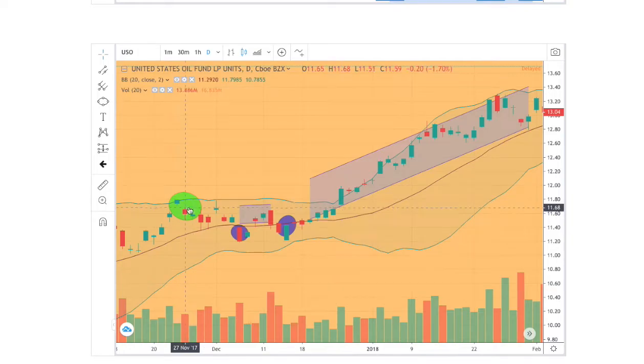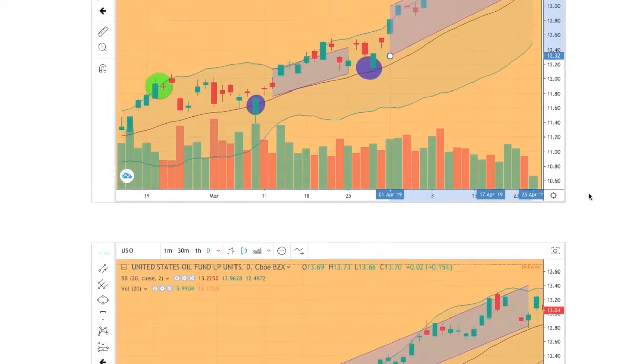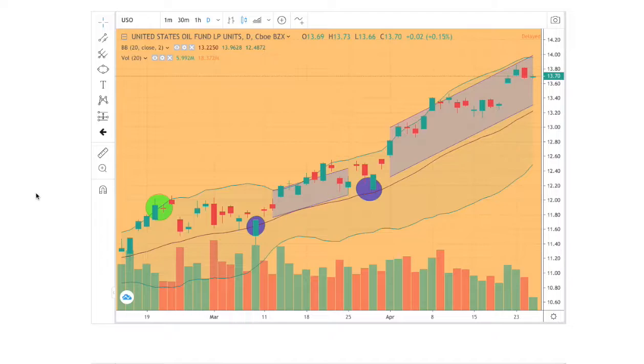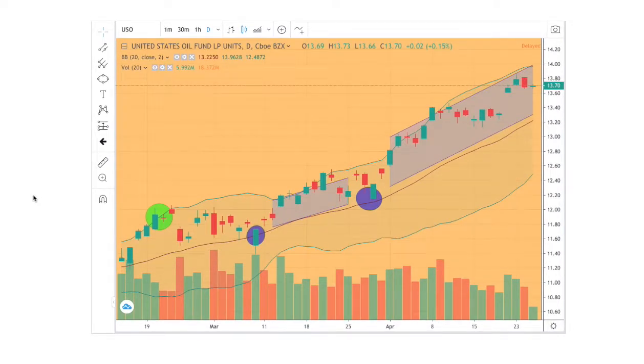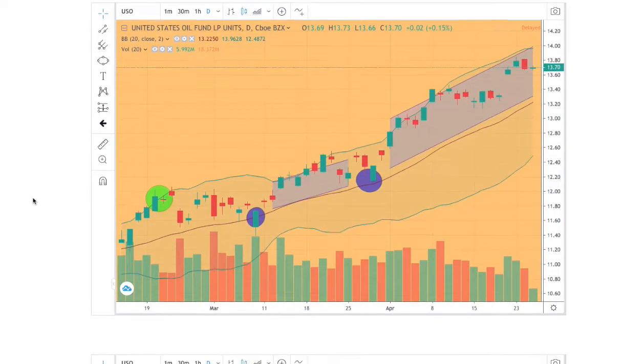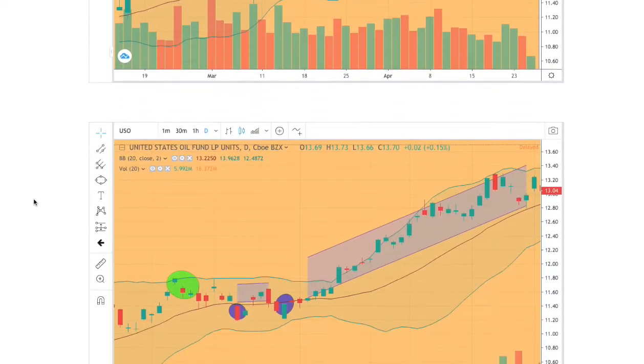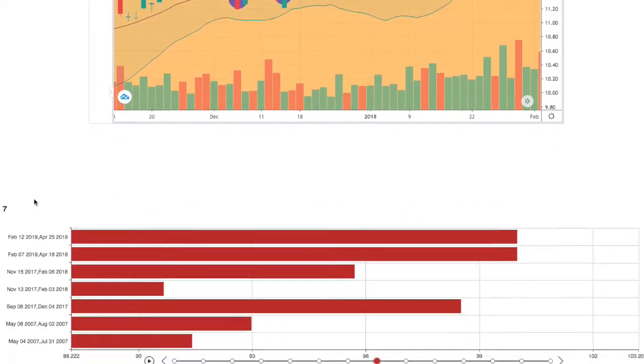So what we have here is 1, 2, 3, 4, 5 points. We also have 1, 2, 3, 4, 5 points on the current trend. So there's reason to believe if the charts have similar patterns, the outcome would also be similar. So let's check the forecast model.